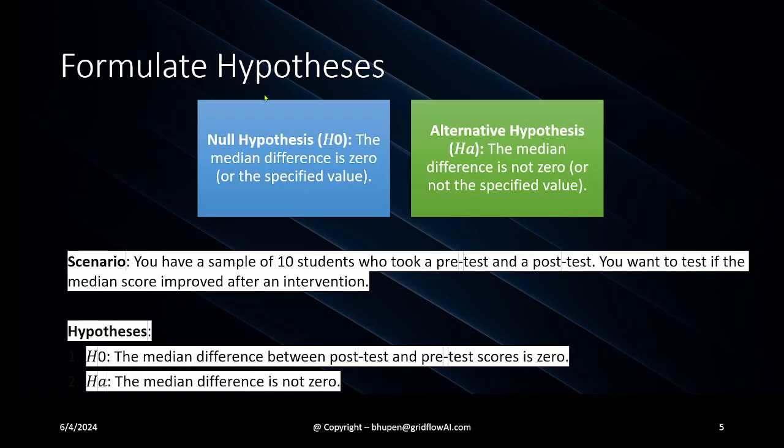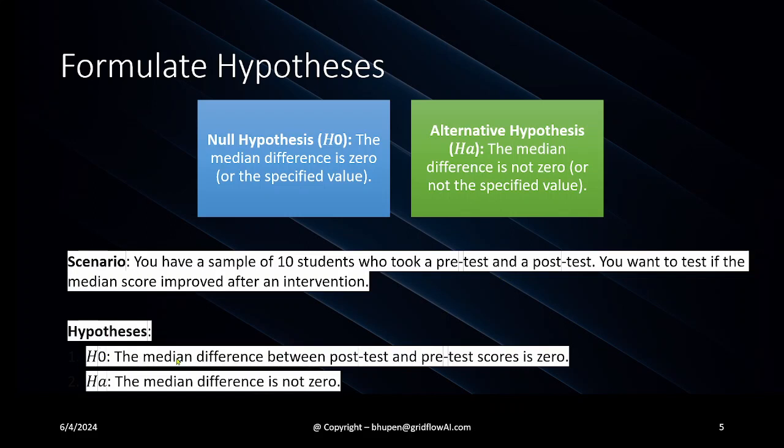The first step is to formulate the hypothesis. The null hypothesis is that the median difference is zero. The alternate hypothesis is that the median difference is not zero. Let's say you have a sample of 10 students who took a pre-test and a post-test, and you want to see if the median score improved after the intervention. In between the tests there was some intervention, and you would like to see if the scores are the same. In this case, the scores before and after do not exhibit a normal distribution, so we are going to use the sign test to conduct that validation.